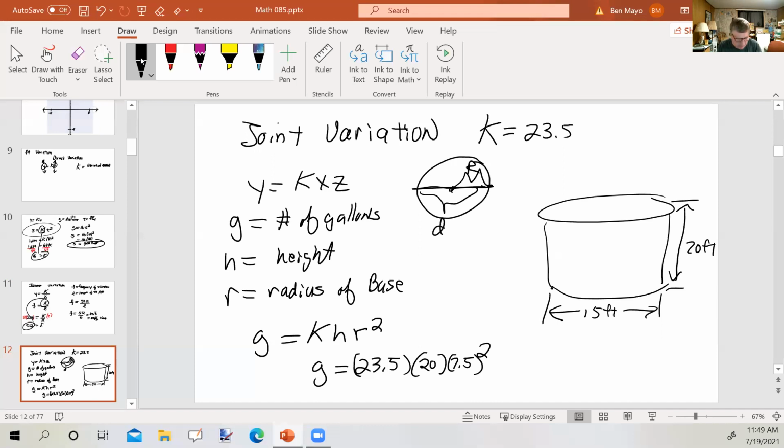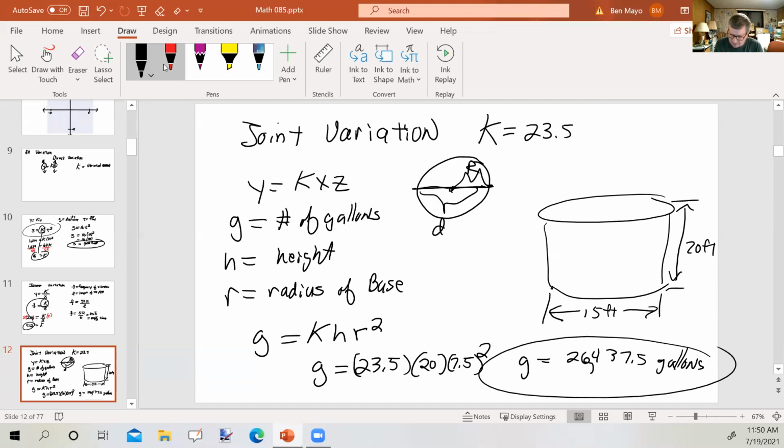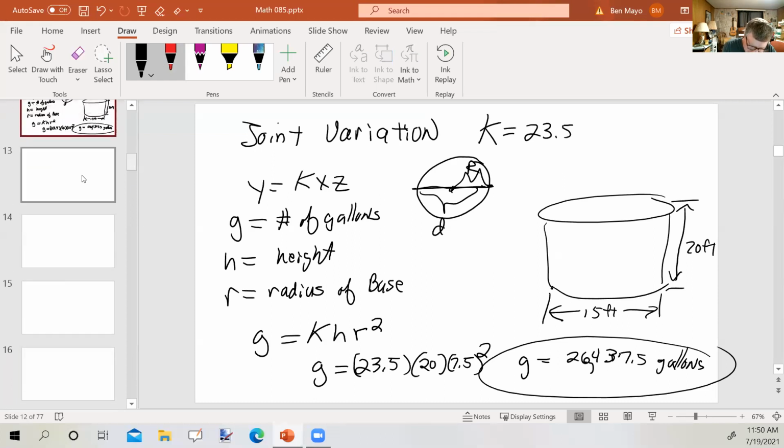So we've got to cut the diameter in half. Let's see what we get. 23.5 times 20 times 7.5 times 7.5, and we get 26,437.5 gallons is how much oil this tank will hold. Any questions about that? All right. So we've got 3 kinds of variation.